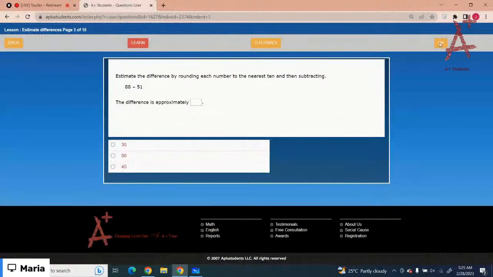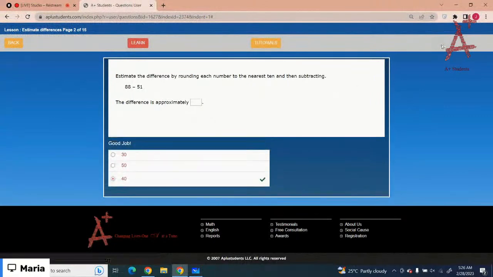Okay, 88 minus 51. So which is the correct option? 88 is rounded off to 90. And 51 is rounded off to 50. So 90 minus 50 is 40. Got it? So the correct option is 40.